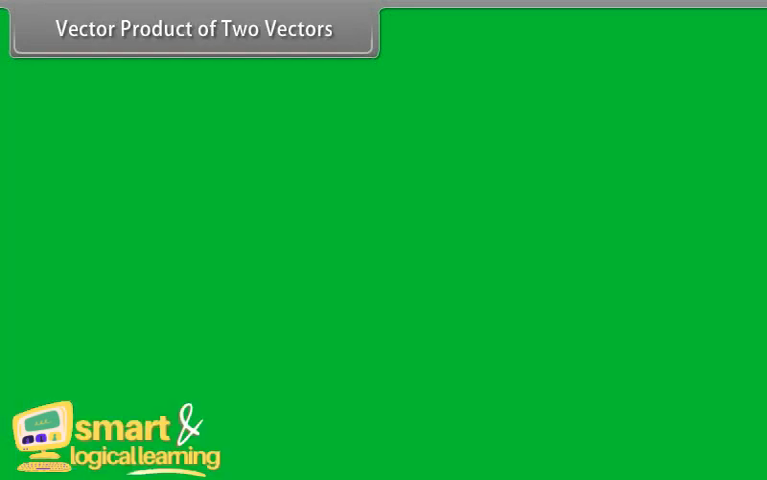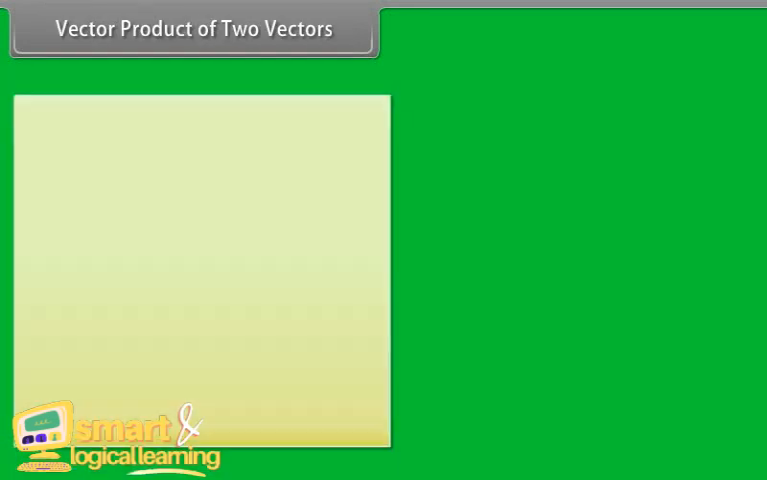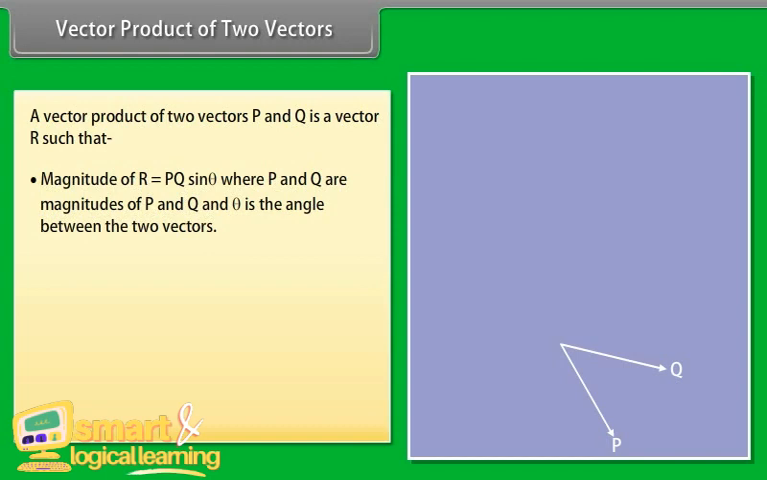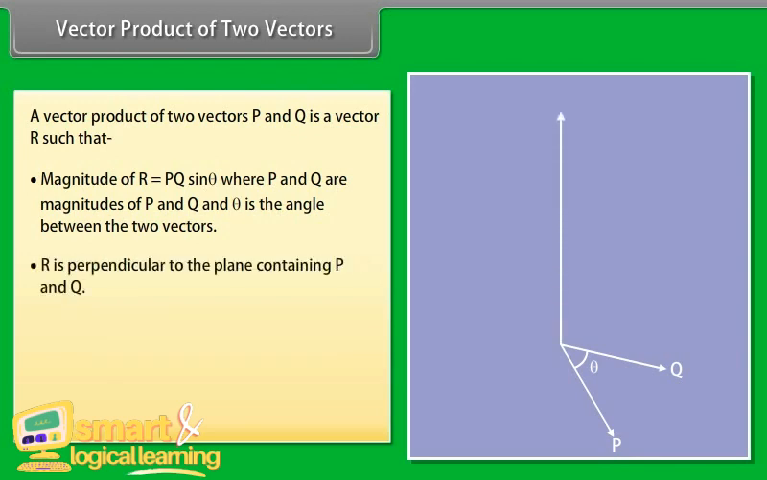Vector product of two vectors. A vector product of two vectors p and q is a vector r such that magnitude of r is equal to pq sine theta, where p and q are magnitudes of p and q, and theta is the angle between the two vectors. R is perpendicular to the plane containing p and q.